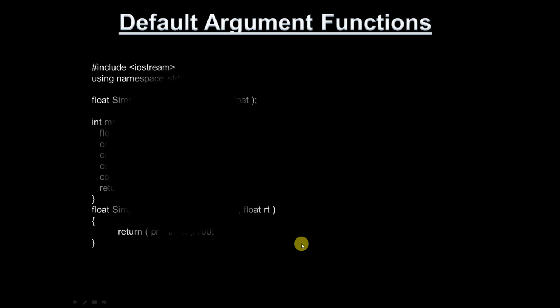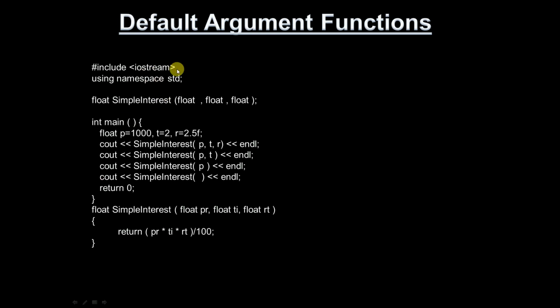Now just quickly observe this program. I have a program calculating simple interest, which takes three float arguments, and I have given the definition here: float simple interest with float PR, float TI, float RT. PR stands for principal amount, TI for time, and RT for rate of interest. We pass the values in the function call. I'm calling simple interest inside cout because this function returns a float value, so I have to catch that return value.